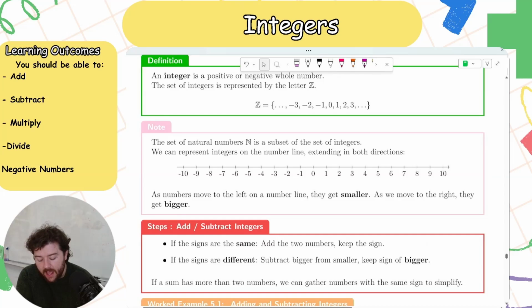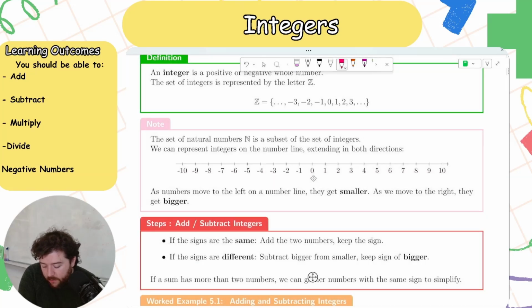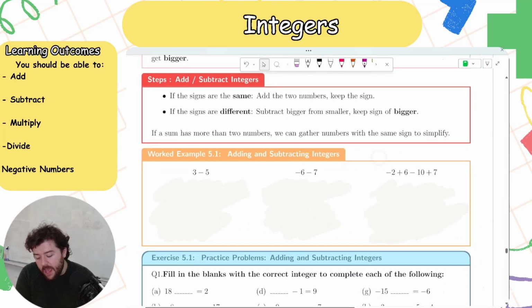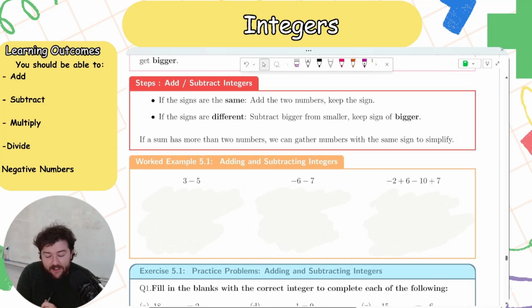If we look at the number line, we can represent integers extending in both directions. We start in the middle. When we go to the right, we're increasing by 1, and when we go to the left, we're decreasing by 1. As we move left, my numbers are getting smaller and smaller, and as we move right, my numbers are getting bigger and bigger.